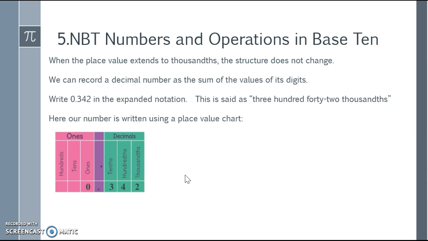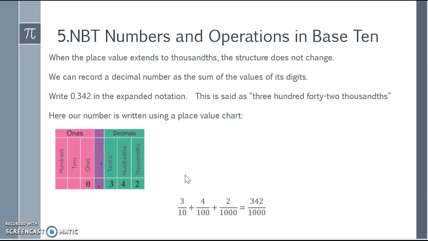342 thousandths. Viewing this number in the place value chart, 3 is in the tenths location, 4 is in the hundredths, and 2 is in the thousandths. So it can be represented as 3 tenths plus 4 hundredths plus 2 thousandths. And if I were to add all of these fractions together, we will get 342 thousandths. We can extend this into the units by taking 3 copies of 1 tenth plus 4 copies of 1 hundredth plus 2 copies of 1 thousandth.